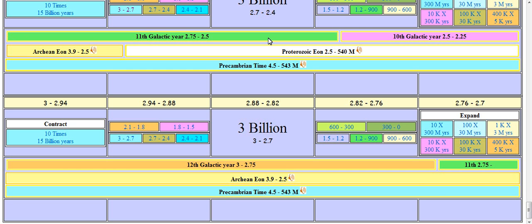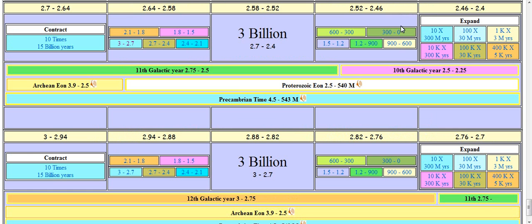Remember those galactic years that we saw before? So when you click on this button here, 10 times bigger, well, it's actually 5 times bigger, I got my math wrong, to 15 billion years, you're going to see these galactic years shrink. So it's kind of like you're turning a map of space into a map of time.